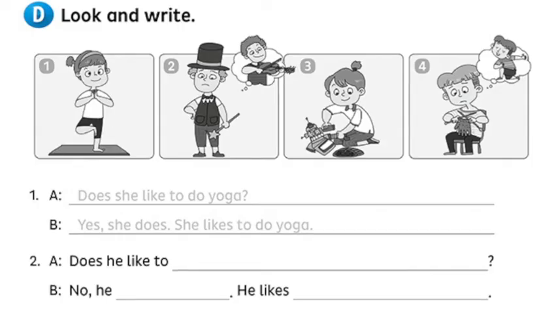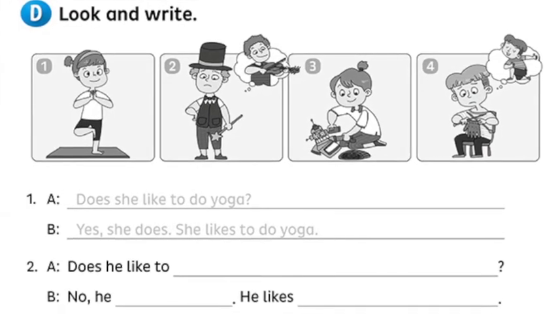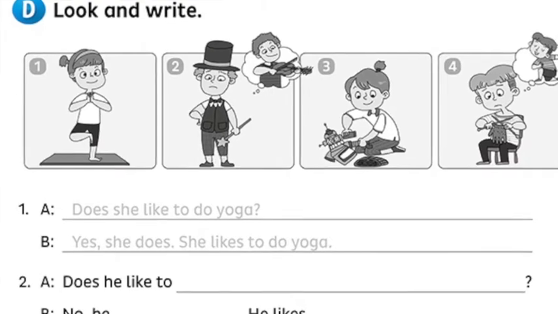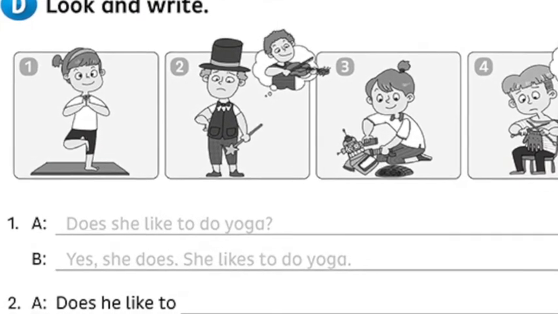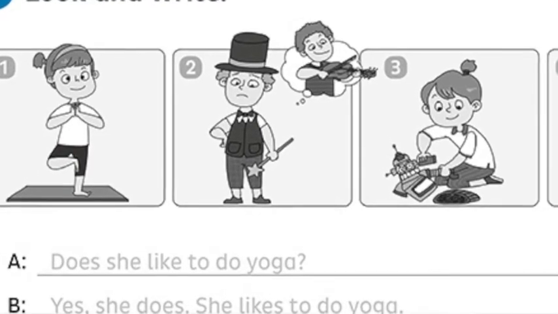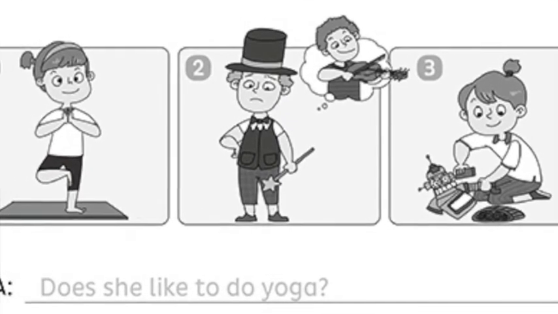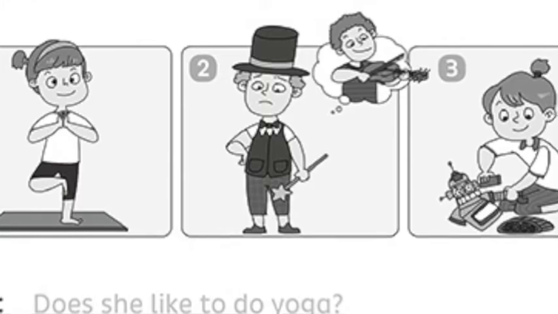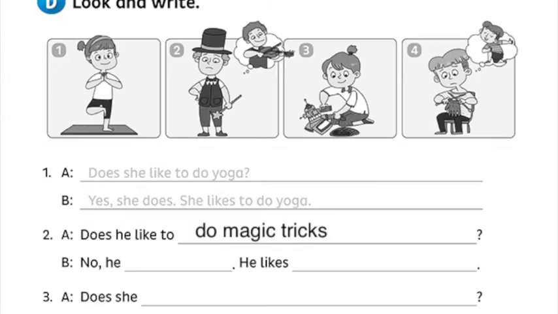Number 2 shows a boy in a magic suit, or he's wearing a magic costume. So he is a magician. He is in the magic club. So the question is, does he like to do magic tricks? Because that's what he is dressed up for, to do magic tricks. Does he like to do magic tricks?